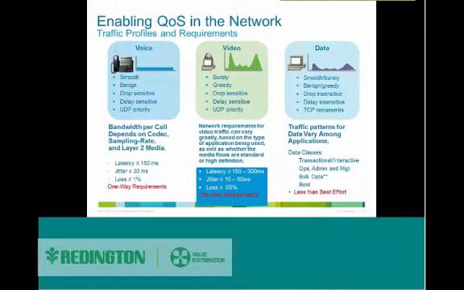On a Cisco network, we can enable quality of service for video, voice, and data depending on the requirements. So this covers the minimum requirements for voice QoS on a Cisco network, and the latency and jitter levels for voice, video, and data.